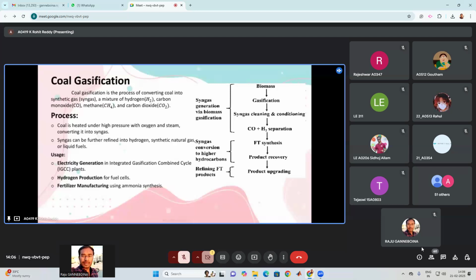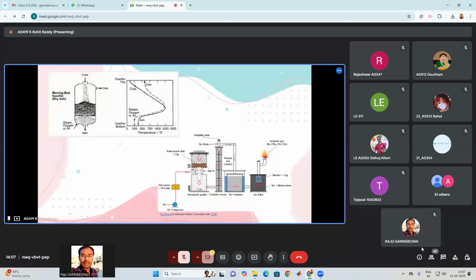The major uses are electricity generation in integrated gasification combined cycle, hydrogen production for fuel cells, and fertilizer manufacturing using ammonia synthesis. As we can see, this is the entire set of steps, from biogas gasification to product upgradation. This is the process.